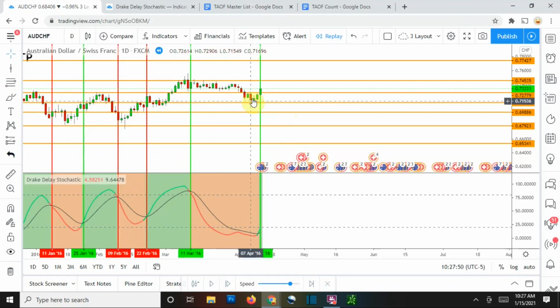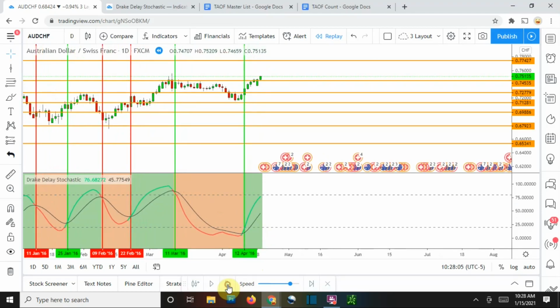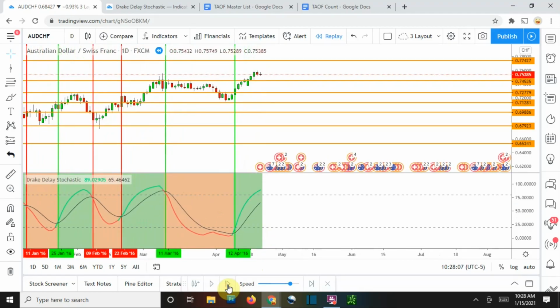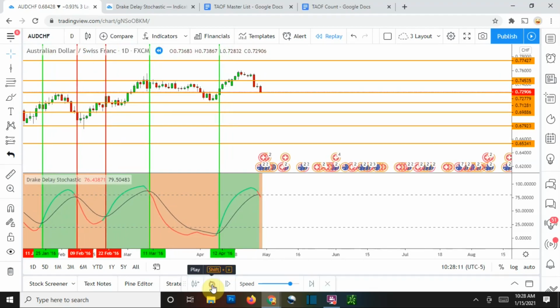It bounced off this area of support to the lower side, started to roll up, kind of curl itself up and start to take off. At that same exact time we get a signal to the upside, and that one works out for us as well, gets us to take profit again rather nicely.